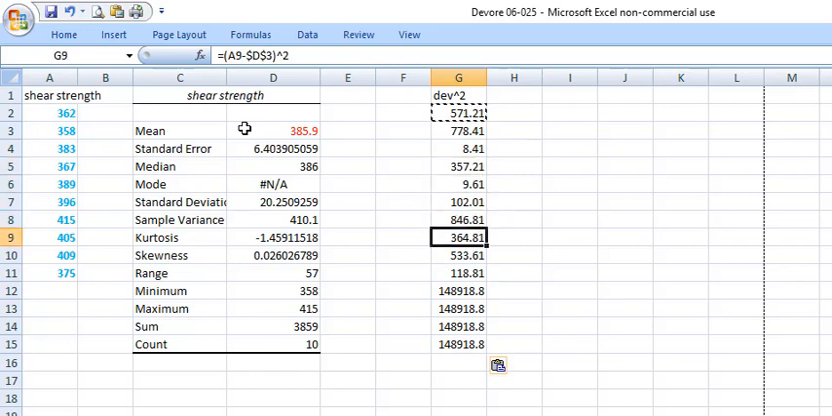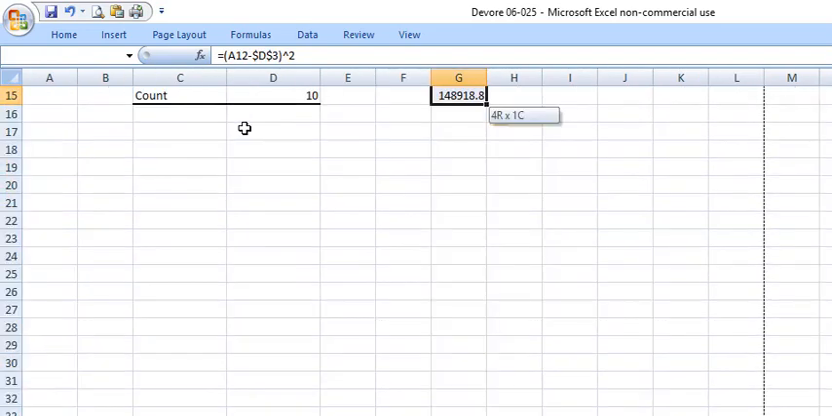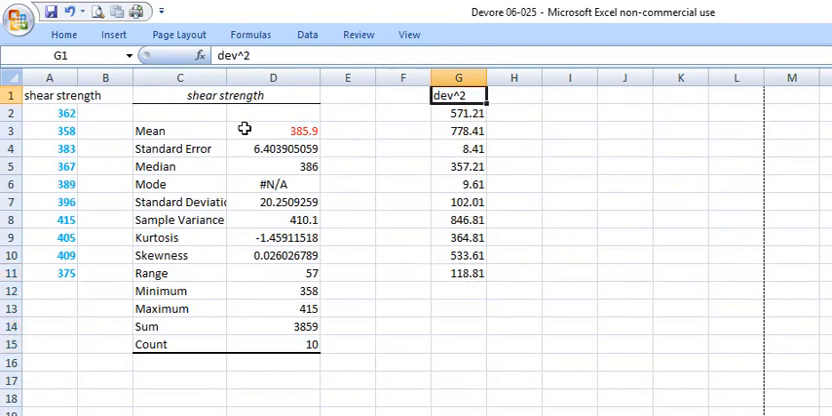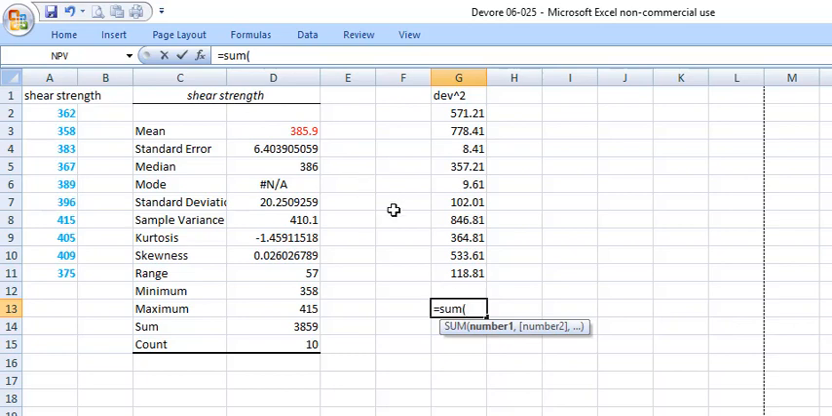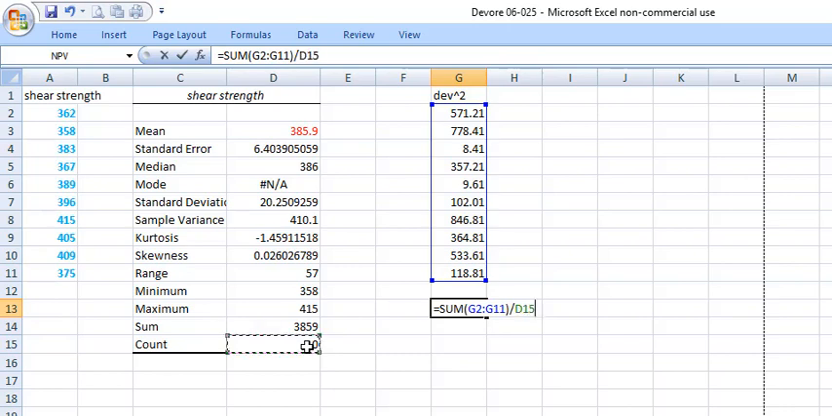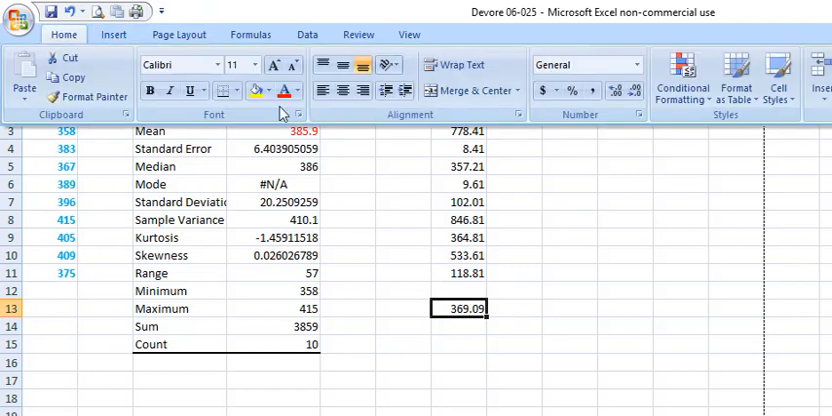I took too many, obviously. Let's take some of those out. Okay, so here's my deviation squared. I can sum those values. There's the sum of those values, so that is my sum of the deviation squared, and then I want to divide that by the sample size, which is D15 in this case. So 369.09 is the MLE estimator for my variance.